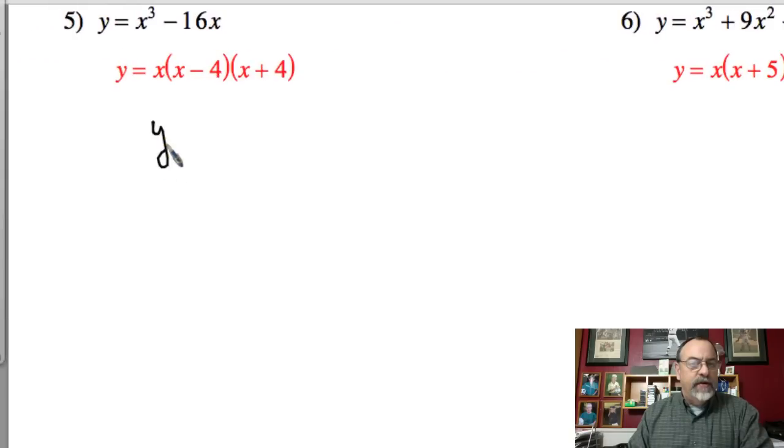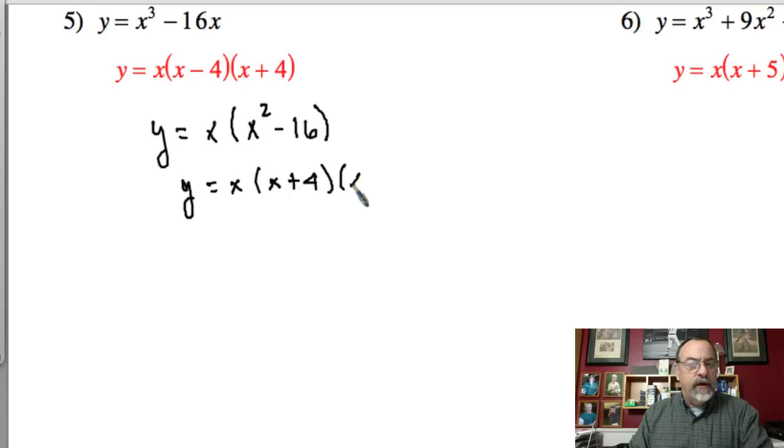As we look at number 5 here, again, we have an x that's common to both of these, so we can factor out that x, leaving me x squared minus 16. And again, this is one of my special cases. It's a difference of 2 squares, so that's going to factor into x plus 4 and then x minus 4.